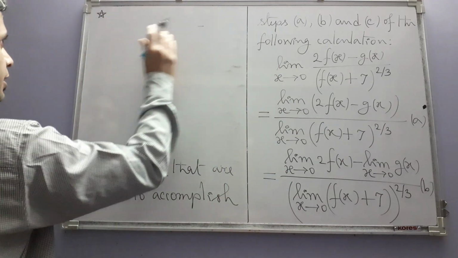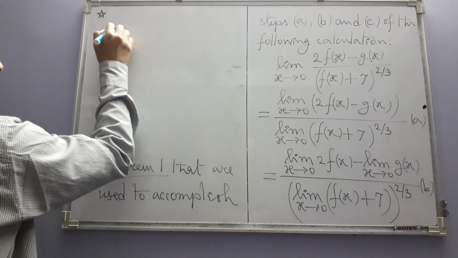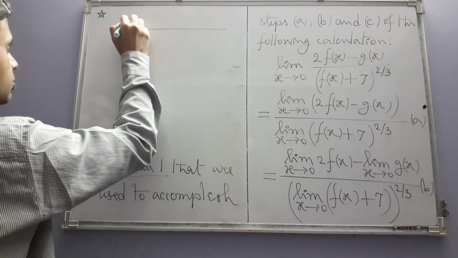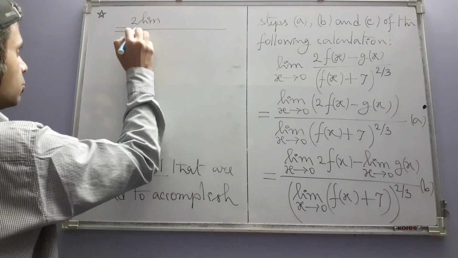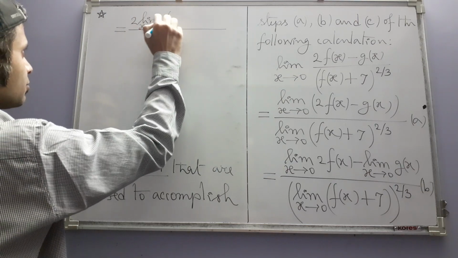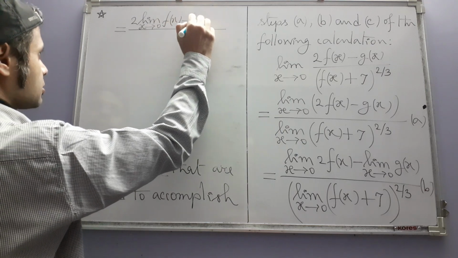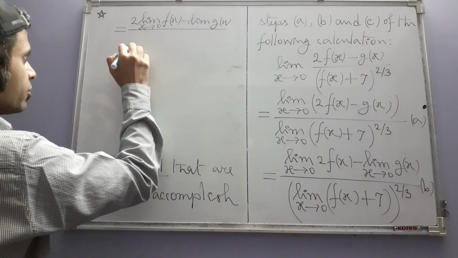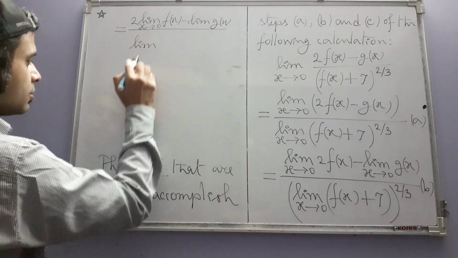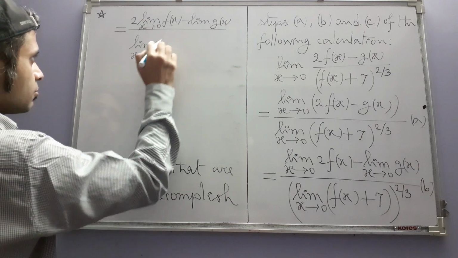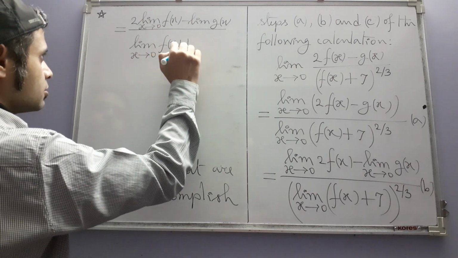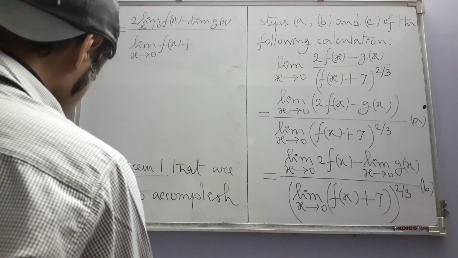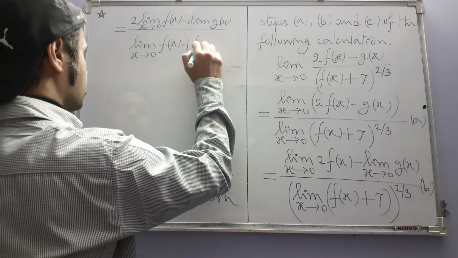Then in the next step, the calculation is taken further, and we have 2 times the limit of f of x minus the limit of g of x, and in the denominator we have this plus, okay, yeah, the limit of 7 has been written.